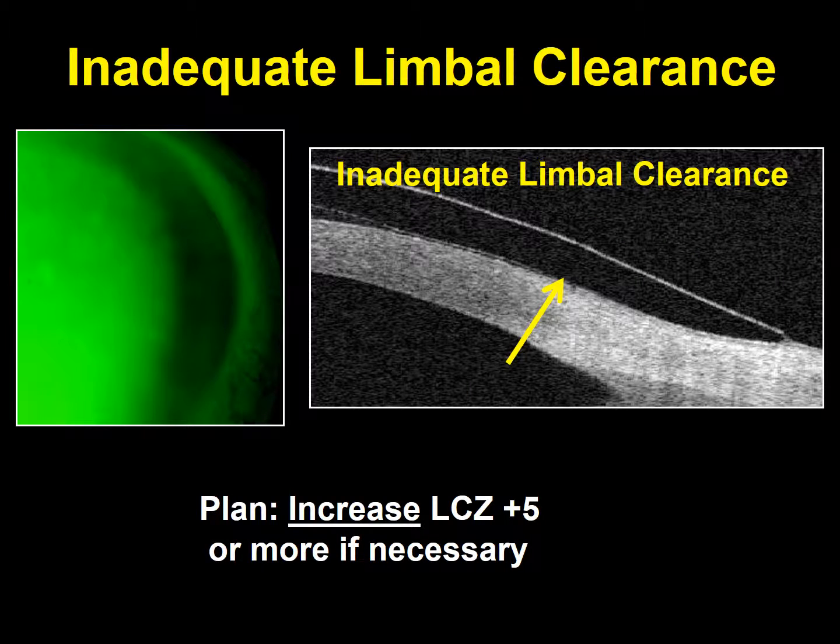If you do have inadequate limbal clearance, you can increase this area by increasing the LCZ, or limbal clearance zone, area in steps of +5. Each positive change or increase in the sag is recorded as a plus measurement. If you need to decrease this zone, it would be a minus measurement.